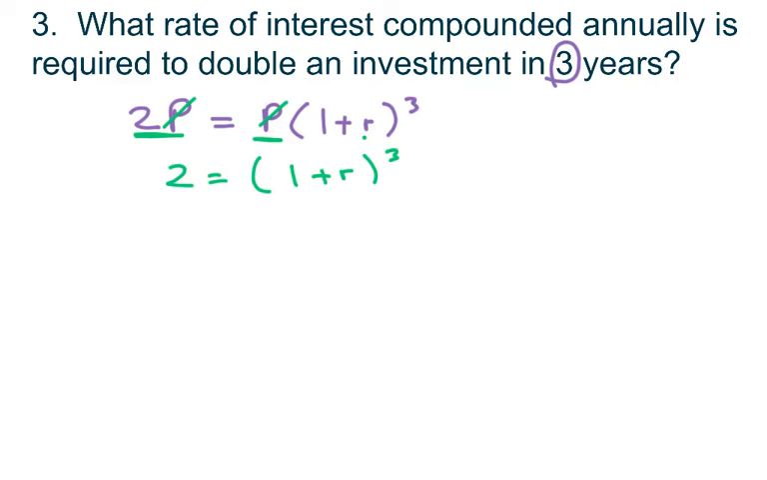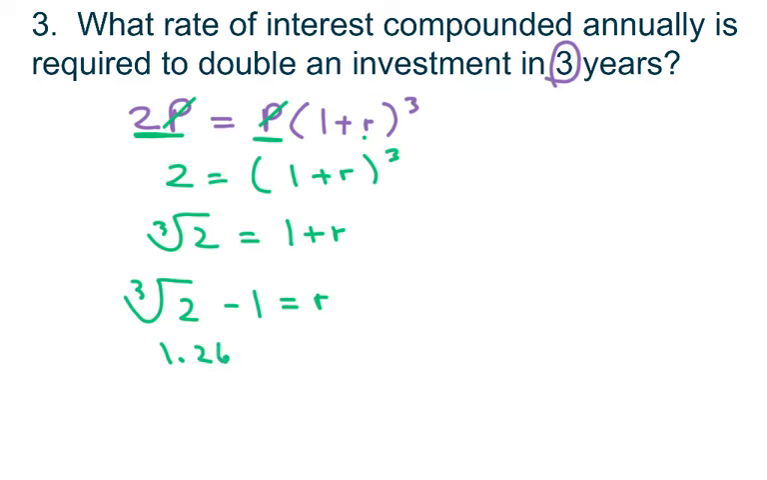So cube root both sides. You subtract the 1 from both sides, and this gives you 1.26 minus 1, which gives you 0.26. So our rate is approximately 26%.